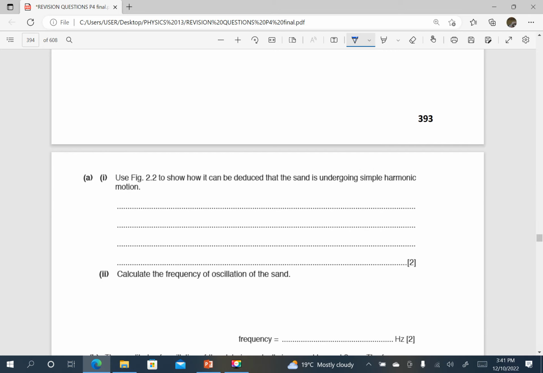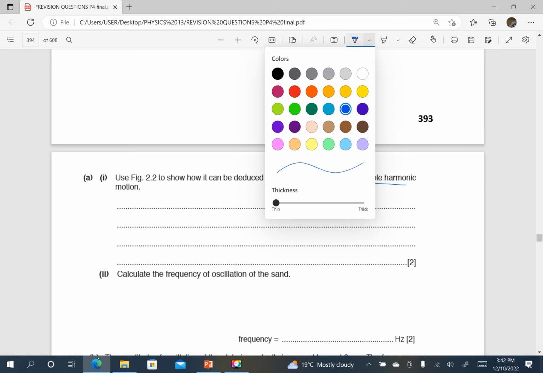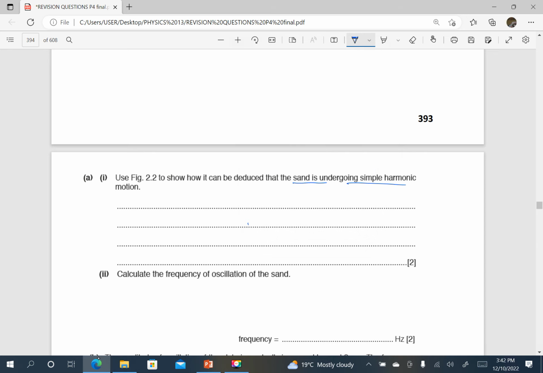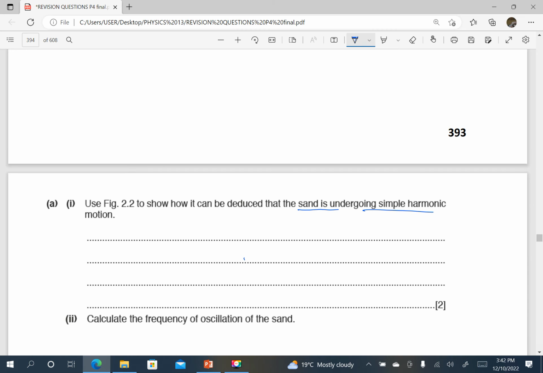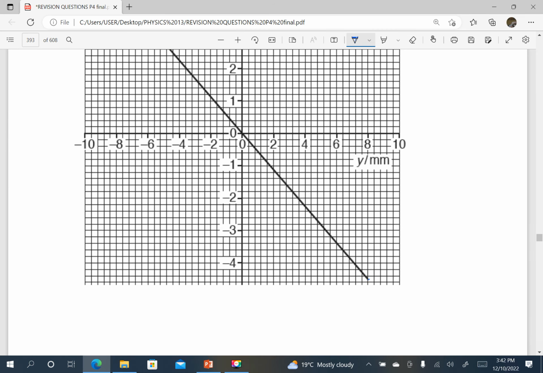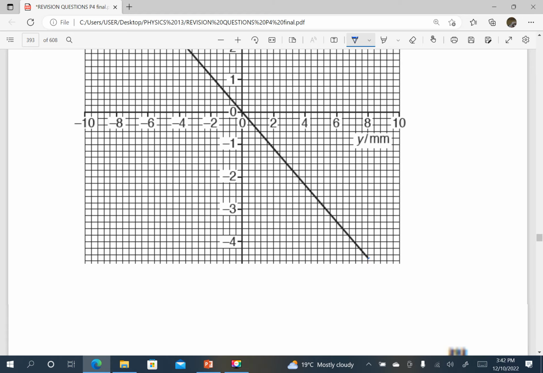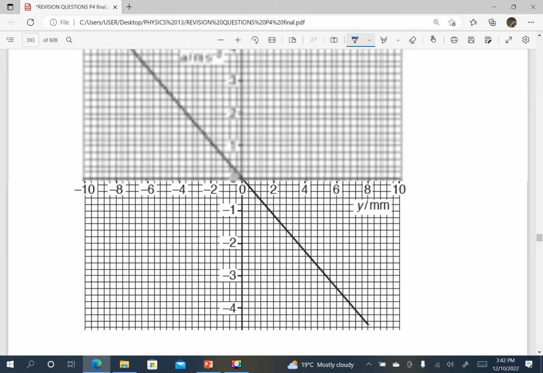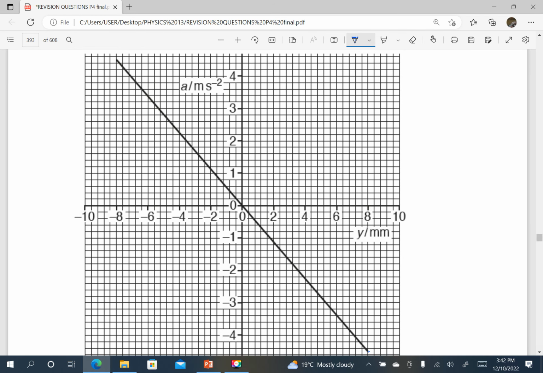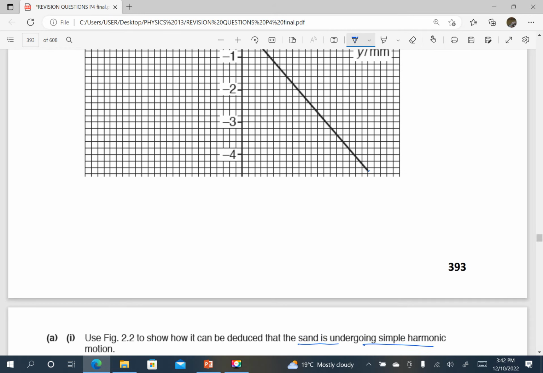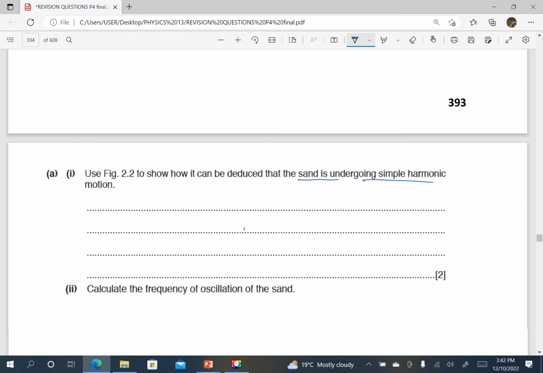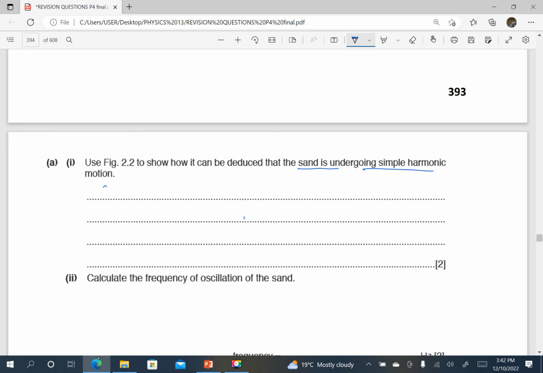So the first question says use the figure to show how it can be deduced that the sand is undergoing harmonic motion. So we have seen that it is a straight line going through the origin. Acceleration is directly proportional to displacement. We see that it also has a negative gradient. This is a negative gradient. So acceleration and displacement are always in opposite directions.